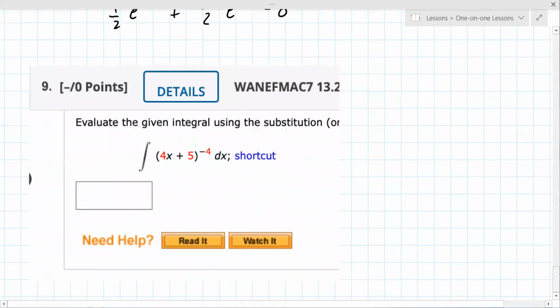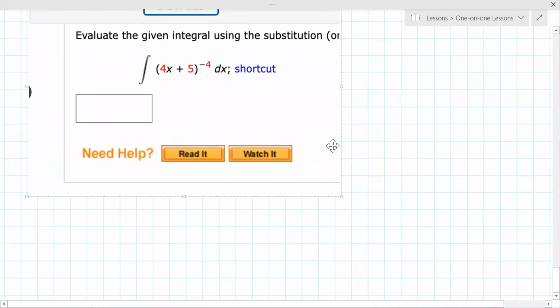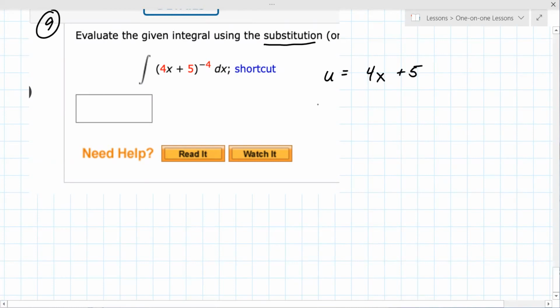Okay, so 9 kind of is a substitution problem. It does say to use substitution. This is number 9. Sorry. The substitution here is what's in parentheses, 4x plus 5. So your du is 4 dx. And you always solve for dx. Dx is du over 4.